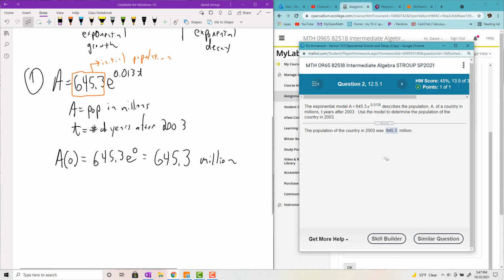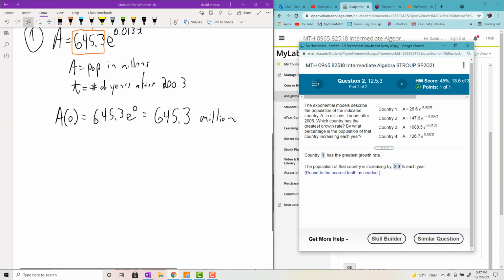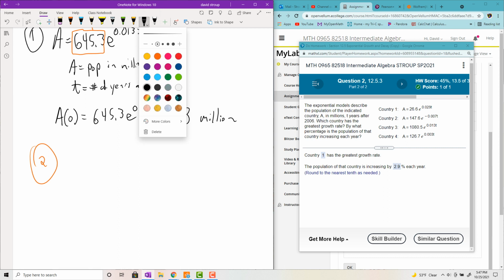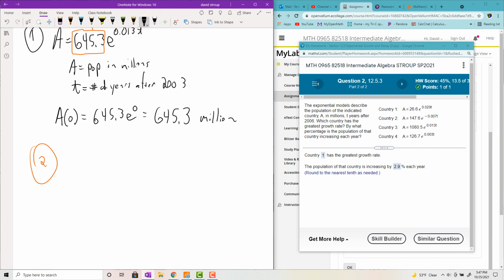Okay, let's look at another one. Question 2. The exponential models given to the right, there are 4 of them, describe the population of a country in millions, t years after 2006. Which one has the greatest growth rate? In this case, you're looking at the thing in the exponents. For country 1, it's A equals 26.6 e to the 0.029 t. The value we're looking at is that k value, and we want to find the country with the biggest k value.